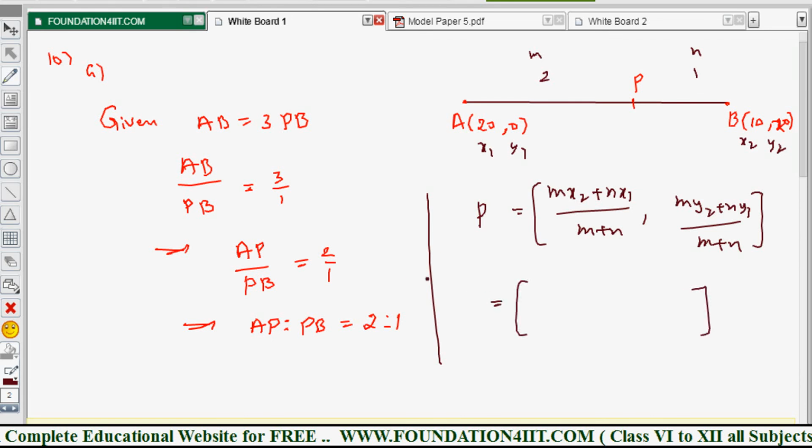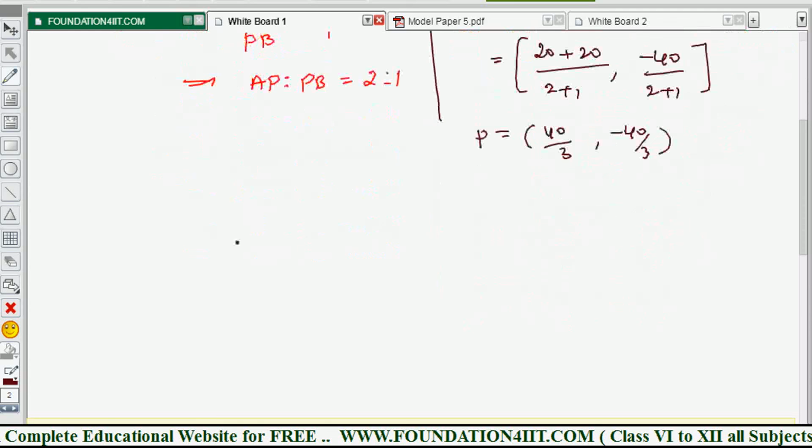Then using section formula, that is m into x2. M is 2, x2 is 10, so 20, plus n into x1 is 20, by 2 plus 1. And this is 0, so minus 40 by 2 plus 1. Simplify. So (40 by 3, minus 40 by 3) is the point P. Right. Now again one more condition.